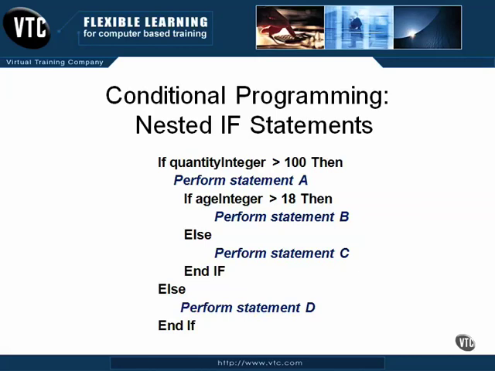Note that if the first if statement is false, then the control is immediately transferred to the outermost else down the bottom of the screen, and statement D is performed. In this case, the inner if, that is the if age is greater than 18 statement, is not even evaluated. That is, for the second if statement to be even considered, the first if statement must be true.